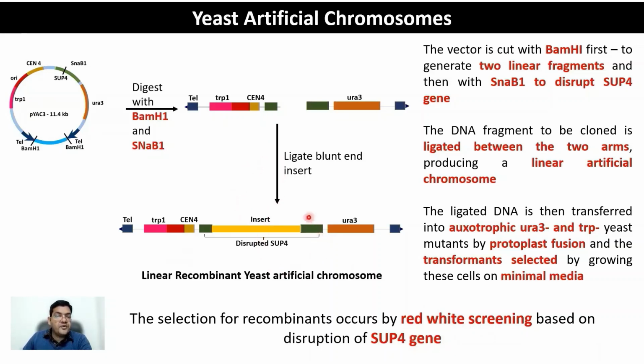If the SOP4 gene is disrupted, that is, it contains a gene of interest, then the colonies are red. If the SOP4 is not disrupted, that is, the transformant contains a self-ligated yeast artificial chromosome, in which case you'll get white colonies. So now let's look at the mechanism of red-white selection.